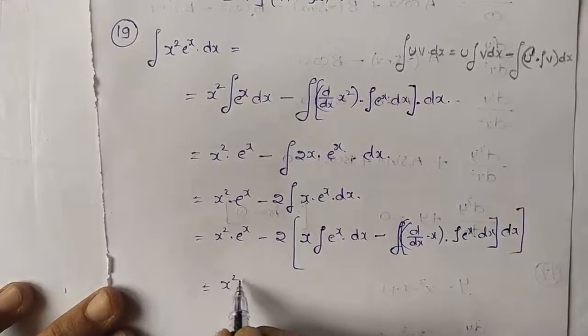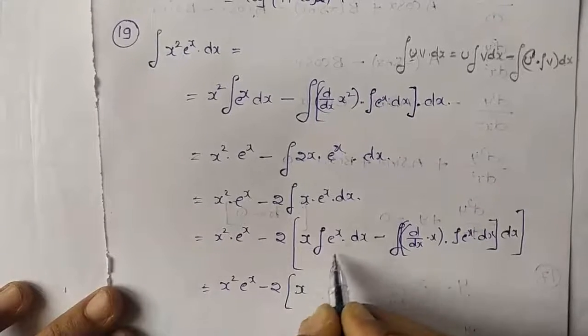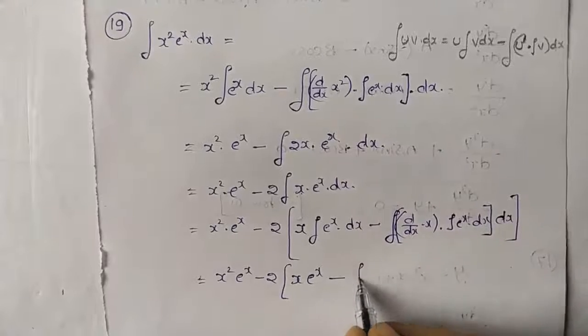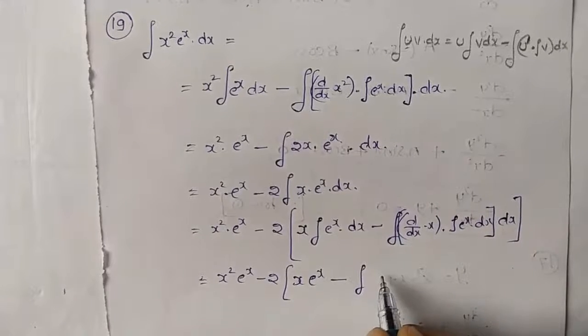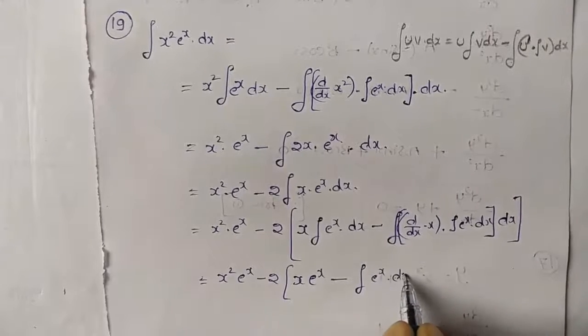That is equal to x square into e power x minus 2 into x into e power x minus integration of d by dx of x, which is 1, into integration of e power x, which is e power x, into dx.